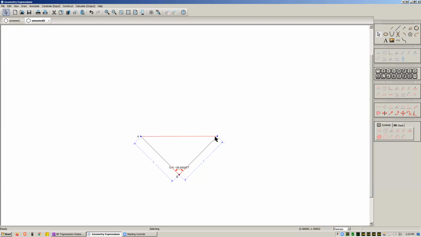Now, as I increase AC, the angle will increase. See, as AC is getting bigger, the angle is increasing. BC and AB are not changing. They're still 5 centimeters. I've locked them in. But as I decrease the length of the side, the angle is getting smaller. So every angle is related to the side opposite it.